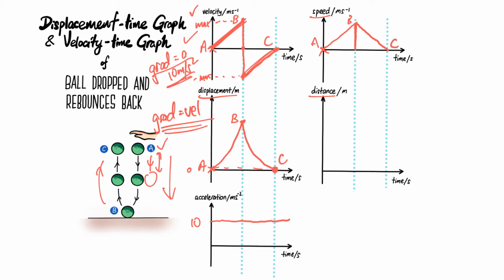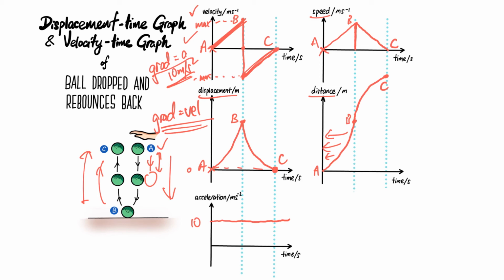As for distance, the initial part is the same, so the ball goes down, and the distance between the ball and the reference point keeps on increasing, as you can see here, until point B. But because it's distance, you don't care about direction. As the ball rebounds back from B to C, it continues to cover more distance, and then you just flip the graph over, and it's getting slower and slower, the gradient getting less and less steep. So this is point C. This is how you draw the distance time graph.